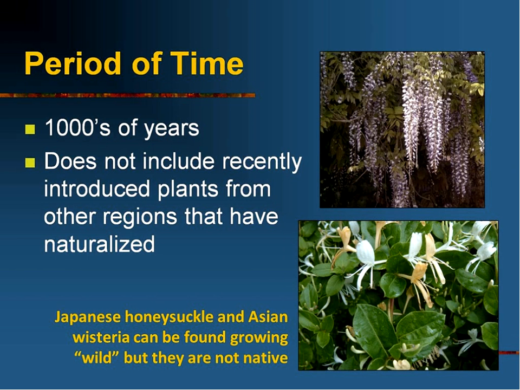Then over a period of time, that is really thousands of years. So it doesn't include recently introduced plants that come from other regions and naturalized here. So plants such as Japanese honeysuckle and Asian wisteria, even though they can be found in the wild, they are not native. They are introduced plants, and they actually are reducing the value of our natural habitats because they don't support these essential relationships like our native plants do.